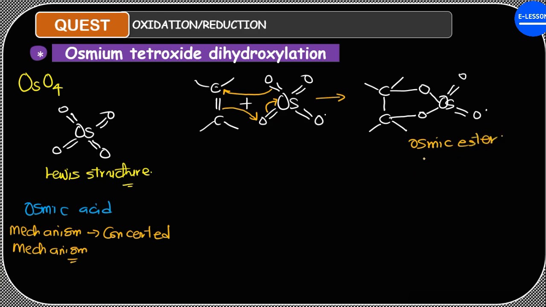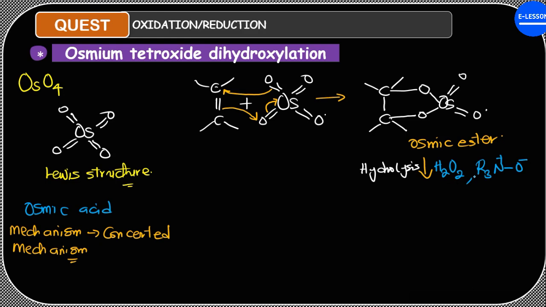Now, this osmic ester can undergo hydrolysis. So we can come here and say this is hydrolysis with H2O2, which is hydrogen peroxide, or tertiary amine oxide. The oxidative hydrolysis is either by hydrogen peroxide, H2O2, or by tertiary amine oxide.